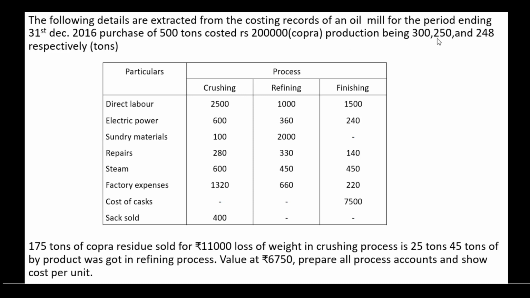Production being 300, 250 and 248 respectively. The productions means that is the final output. So this final output for the crushing process 300, refining process 250 and finishing process 248 tons.